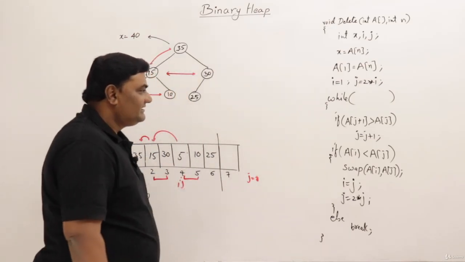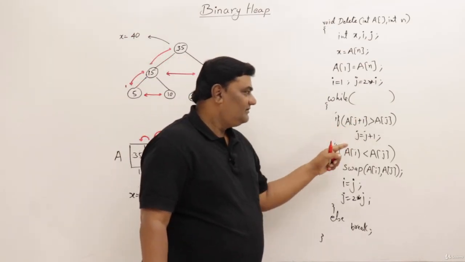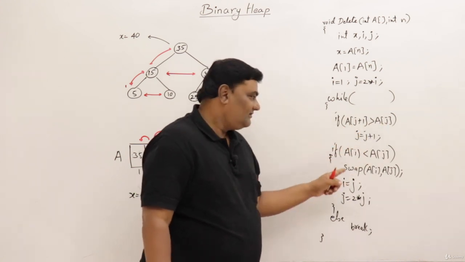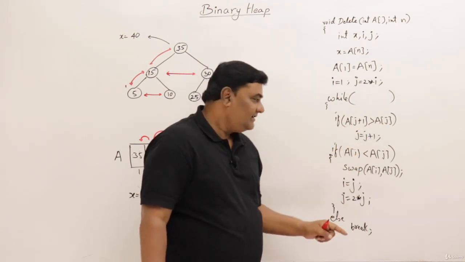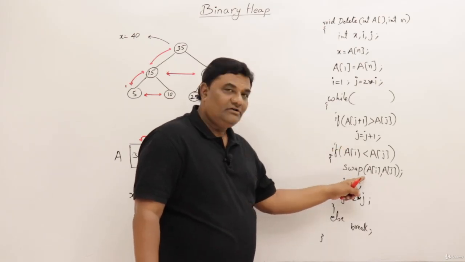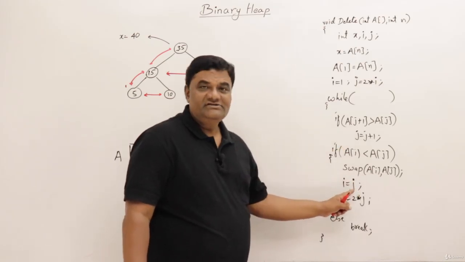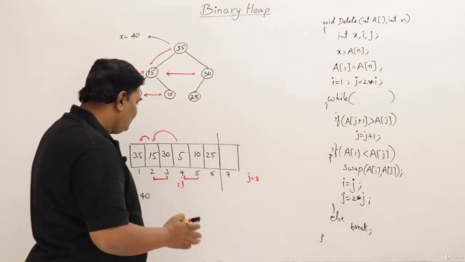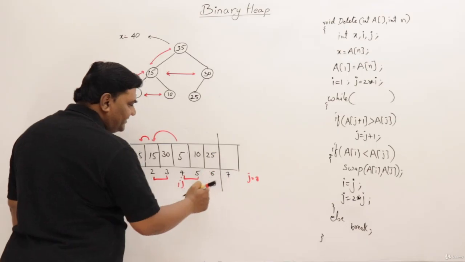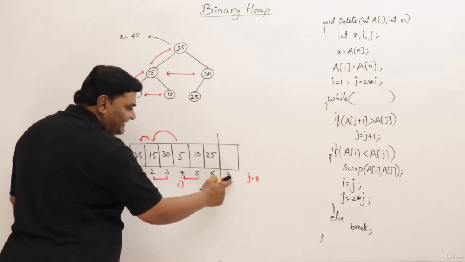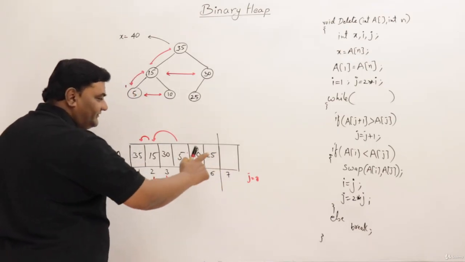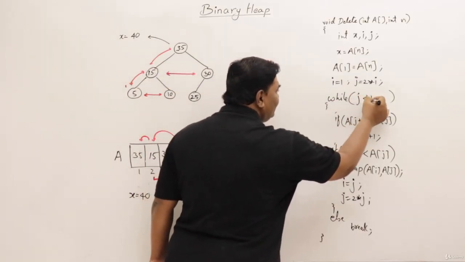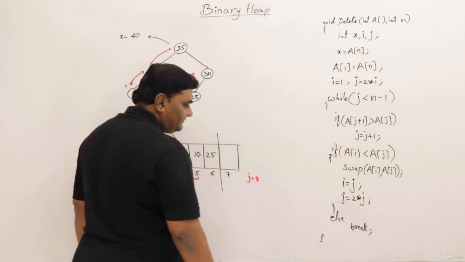That's all. These are the steps. Compare left child and right child. If the right is greater than the left child, then move j, and compare A of I with A of j. If the element is smaller, then swap with A of j. Then take I to j and also move j to the left child. So how long should this loop continue? Until you reach the end of this heap. So what is the end of the heap? The last index was 7, so it should be 6. If the last index was n, then it should be n minus 1. So while j is less than n minus 1, we have to continue. That's all with the delete.